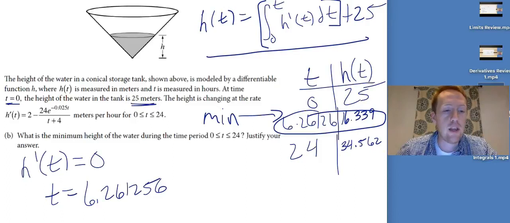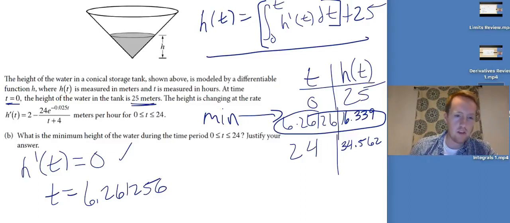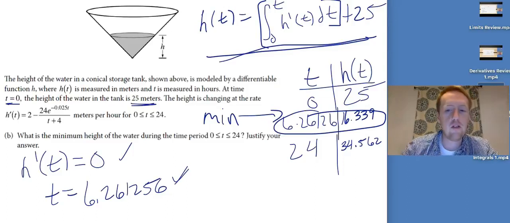Just to recap what we did, we knew we had to do the candidates test because we needed the minimum on an interval. So we found a critical point by setting the derivative equal to 0. Then we made ourselves a function that gave us the height at any time t that we wanted. That's the underlined function. And then we just made a table of values and found out that that was the minimum. And we did use our calculator to get those h's.